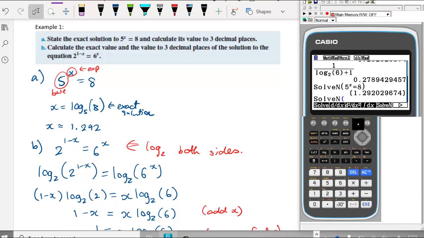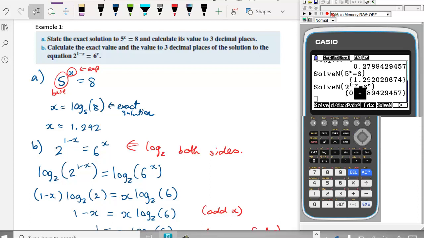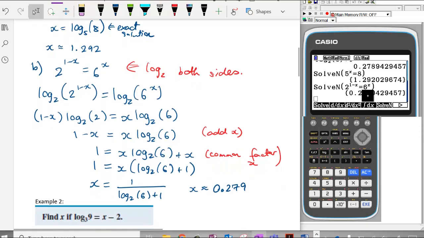And let's do it for the second one. Solve 2 to the power of 1 take x is equal to 6 to the power of x, and it tells us there's maybe more solutions. We get 0.279. So we can see for each of those we were correct. So it's good to get in the practice of checking your answers, particularly getting fluent with this calculator and solving.